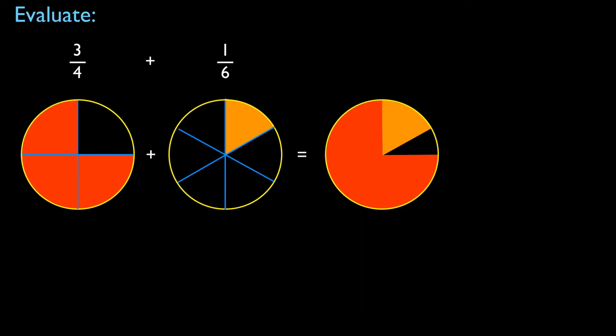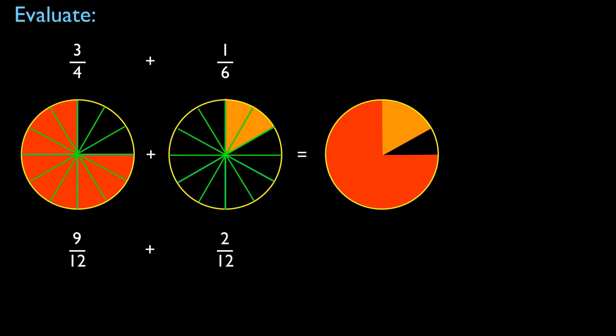Well, once again, I look at this and I say I could impose that 12 slice grid on the 3/4, and 3/4 would be equivalent to 9 over 12. And I look at the second circle and say I can place that same 12 slice grid on top of that. And so my 1 out of 6, or 1/6, becomes 2/12.